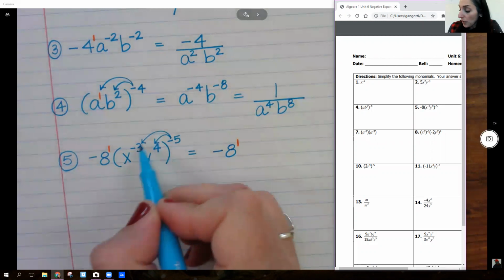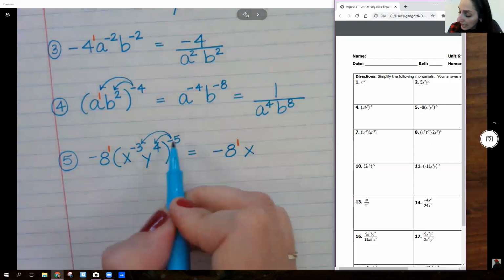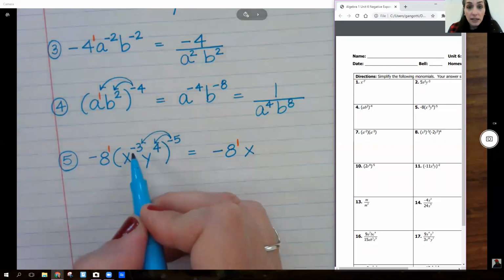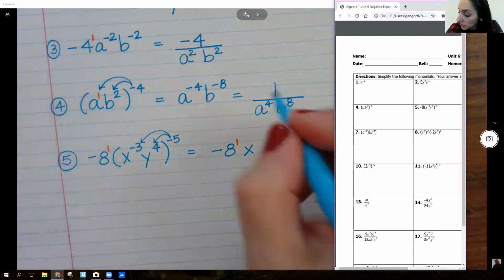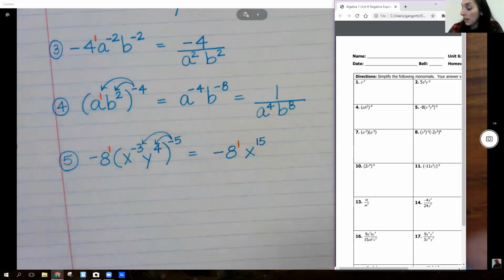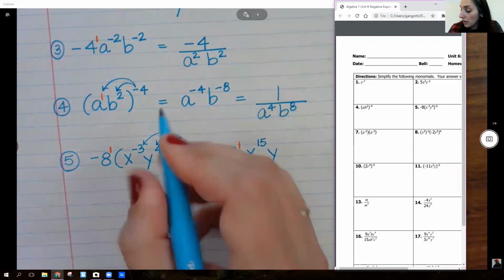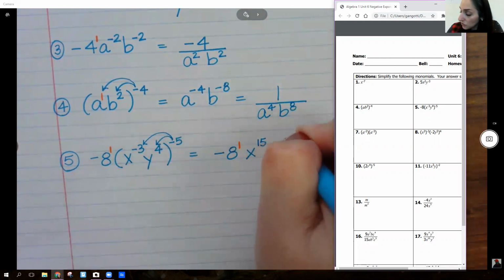Now we're going to do our power raised to a power. So this will become x to the -5 times -3. Well, a negative times negative is a positive. So this will be positive 15. And then y to the -5 times 4, that is -20.